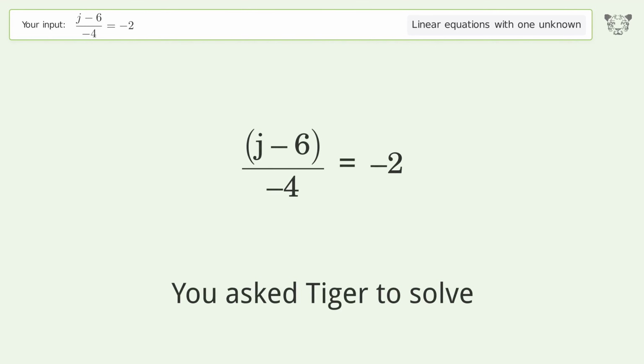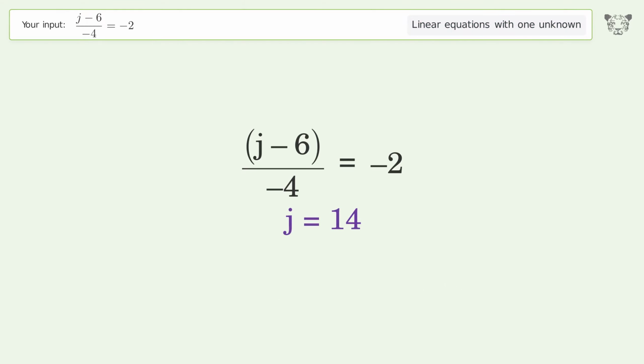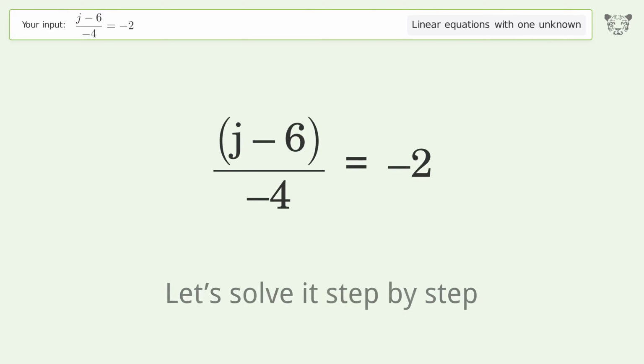You ask Tiger to solve. This deals with linear equations with one unknown. The final result is j equals 14. Let's solve it step by step.